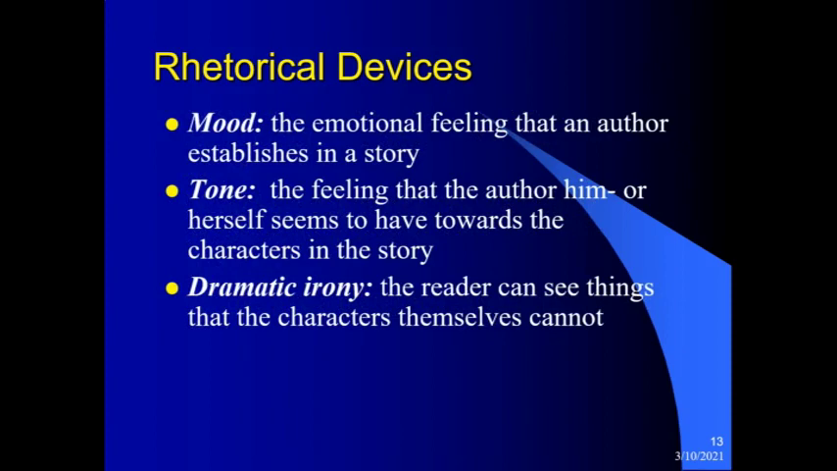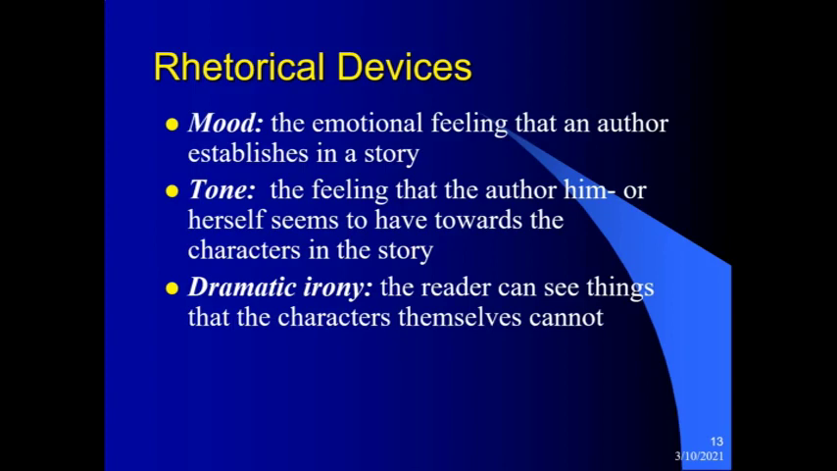You can also address things like mood, which is the emotional feeling that an author establishes in the story. You can talk about how the author establishes mood and why that's important to the story or the book overall. You can also refer to the tone of the work, which is the feeling that the author, him or herself, seems to have towards the characters in the story. If you can sense, for instance, that the author doesn't like a particular character or has a thing against a particular character, you can talk about the textual evidence that shows this to be the case.